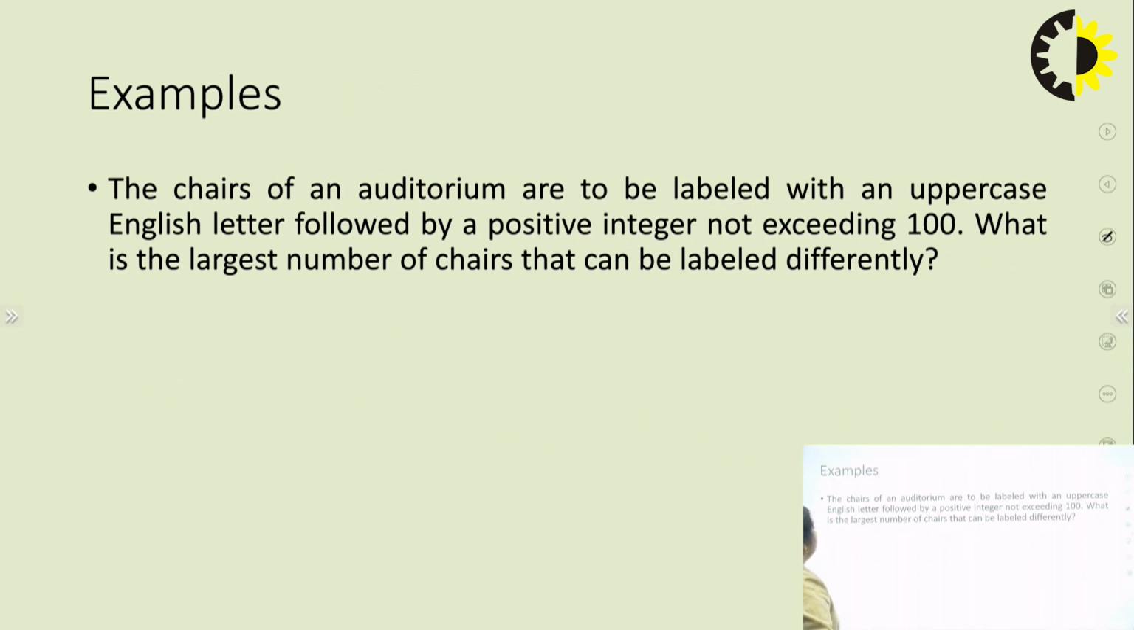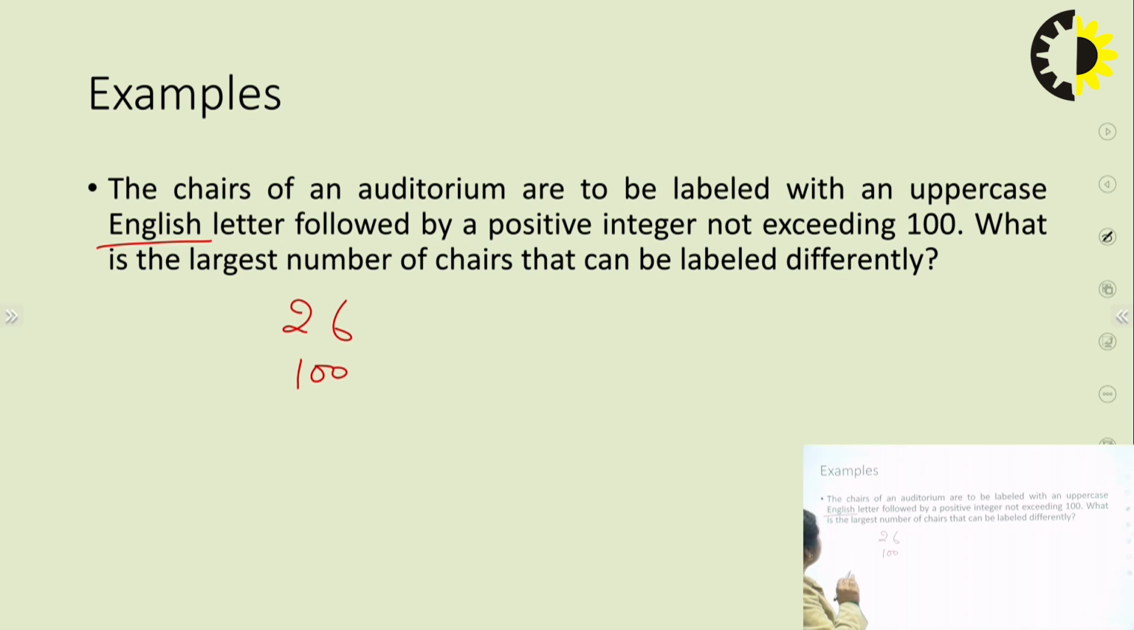Now see, the chairs of any auditorium are to be labeled with an uppercase English letter followed by a positive integer not exceeding 100. It means we have uppercase letters. So how many uppercase letters are there? 26. We have 26 English letters, and which positive integers are we taking? Positive integers not exceeding 100. It means we have 1 to 100 positive integers.